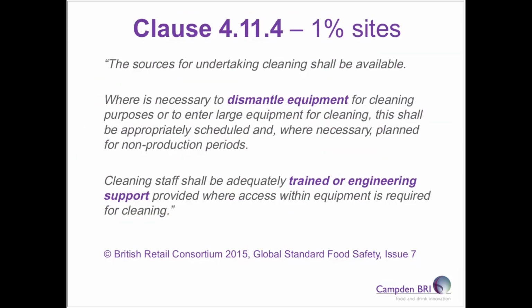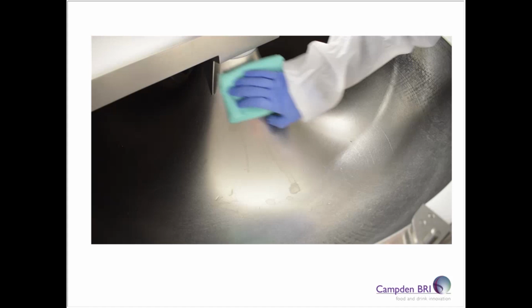Actually, the first clause that we're going to look at is 4.11.4, and around 1% of sites get a non-conformity here. This is the sources for undertaking cleaning, and it talks about dismantling equipment for cleaning purposes, and this should be done by adequately trained staff or engineering support. In the food industry, it is vital that cleaning is carried out correctly and effectively. This sometimes means taking equipment apart.